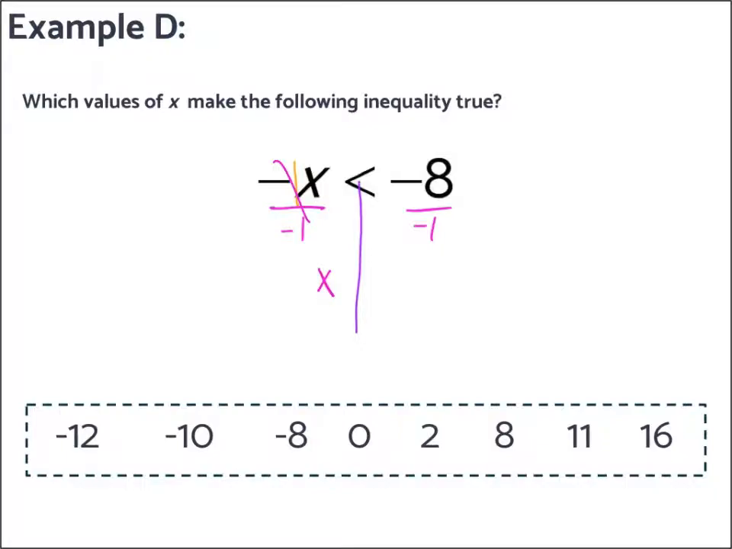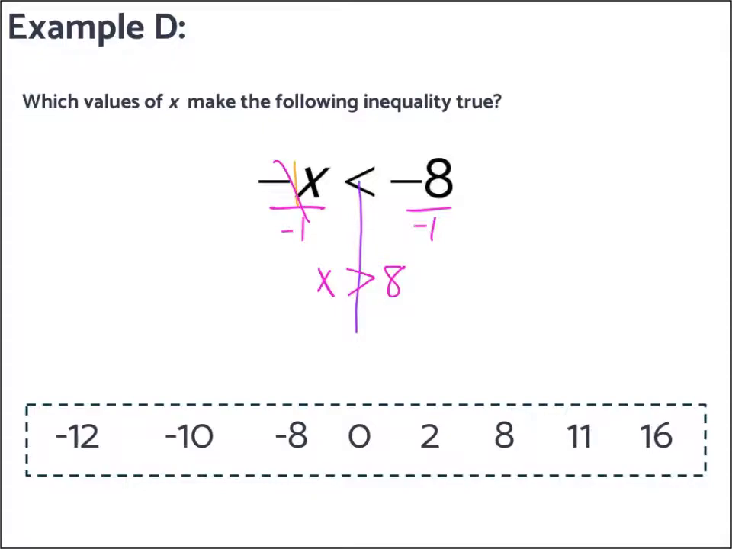Now, since I multiplied or divided by a negative, that means I have to flip my sign. So in this case, I'm going to take my less than and flip it, make it a greater than. -8 divided by a -1, negative divided by a negative is a positive, so in this case, it's going to be +8. So now my answer is x is greater than 8, but that's not what it asked me to do. It says I need to figure out which values make the following inequality true.